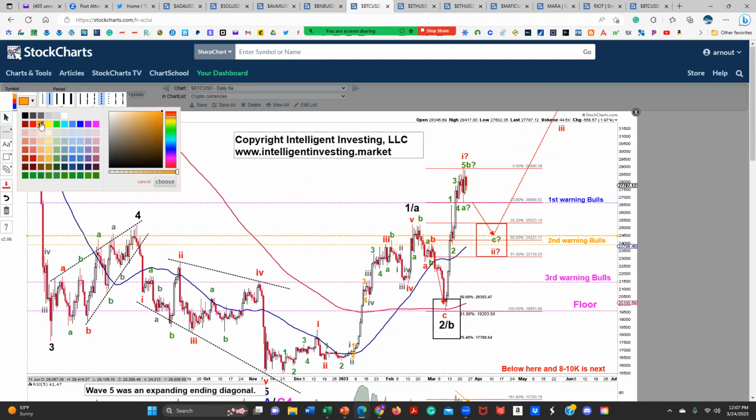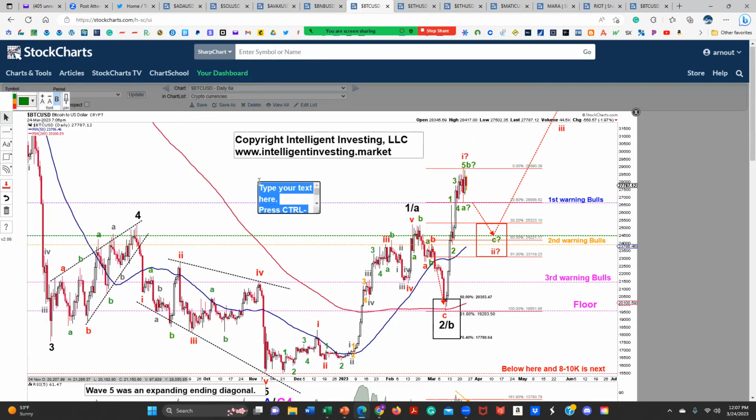So that is our ideal C wave target, and that is at around 24,460. At 24,460. I like it. Let's keep it like that. Put it right there. And of course, then below 23,900, this is 23,900, first warning for the bulls.